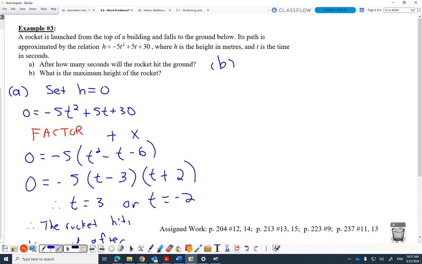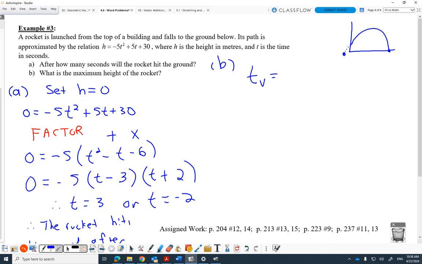B, maximum height. Maybe you need a little picture now. Okay, hold on here. I got the zeros now. What to do now? To get the maximum height, it's 2 steps. What's the first step? Yeah, find the t value of the vertex.